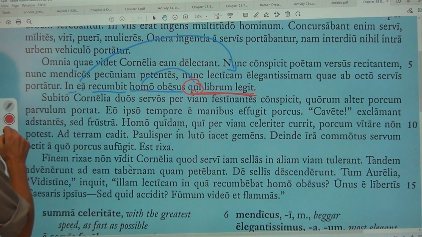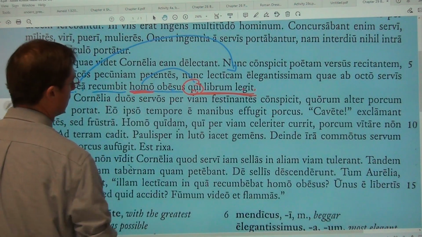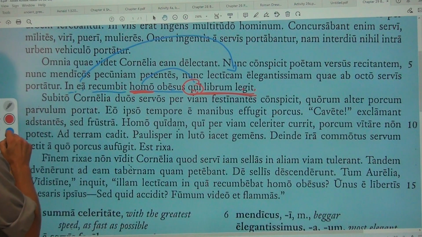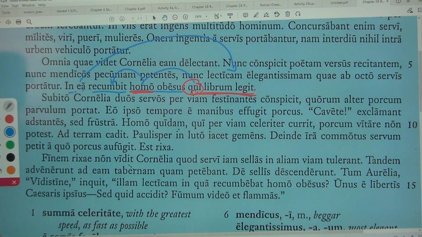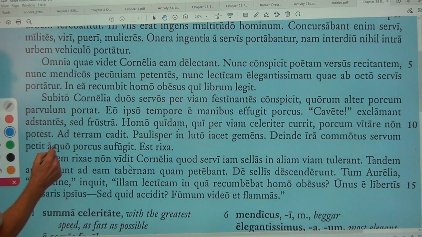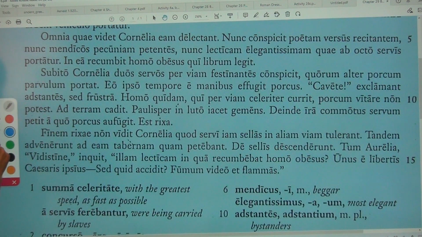And it just happens to have the same exact case as its antecedent, which is also nominative because it is the subject, homo, of recumbit. Your second item that you're going to be putting in is that recumbit. R-E-C-U-M-B-I-T. Spell it correctly. R-E-C-U-M-B-I-T.